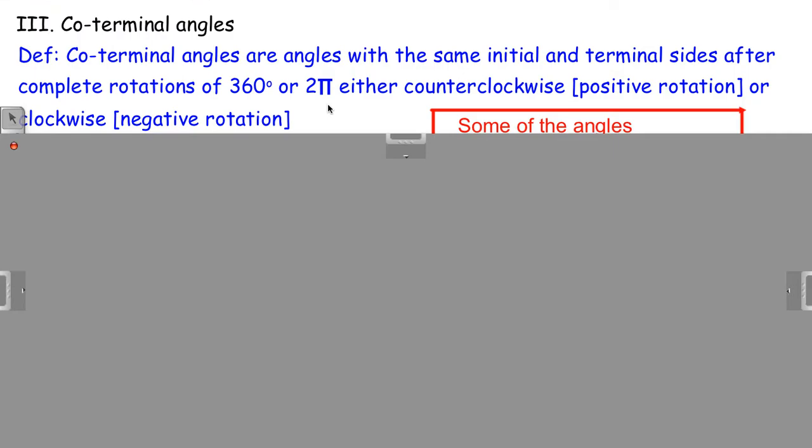All right, so let's define coterminal angles. We'll say that coterminal angles are angles with the same initial and terminal sides after complete rotations of 360 degrees or 2 pi, either counterclockwise, which is the positive rotation, or clockwise, negative rotation.